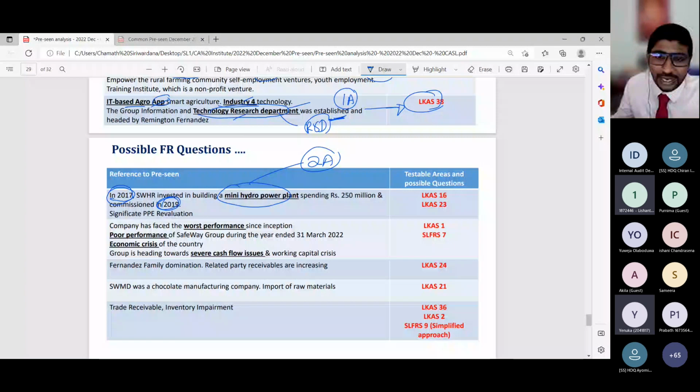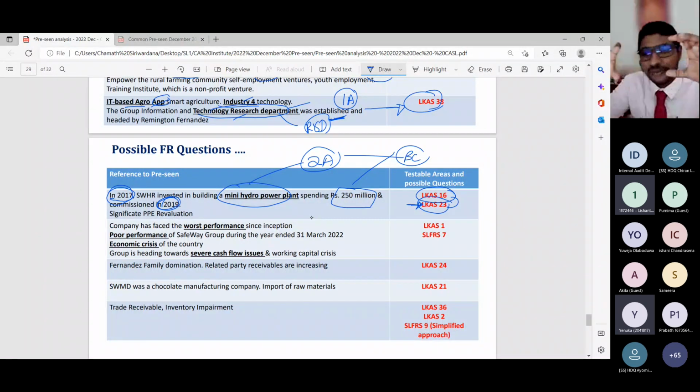So LKS 23 is also not recently tested, right? And they can combine LKS 23 with LKS 16. I am telling you every time, normally, if it is a question from LKS 23, obviously they will combine. Normally, if it is a small standard, they will definitely combine two to three.